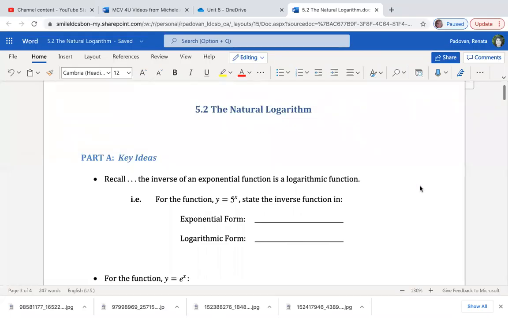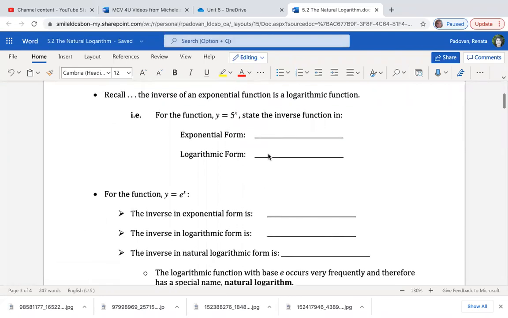Okay, so in the last lesson, we learned about the number e, which is roughly 2.72. So now let's look at the natural logarithm. Logarithms we learned in advanced functions, but the natural logarithm is new for us now. So let's go back and recall regular logarithms.